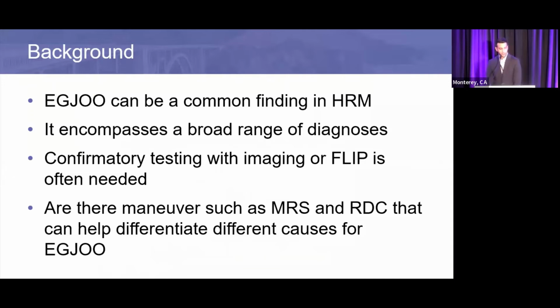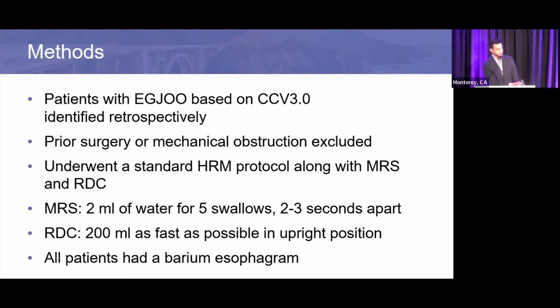EGJ outlet obstruction can be a common finding in high resolution manometry. It encompasses a broad range of diagnoses. Most of the time it's normal, but I think the main concern is early achalasia or some sort of achalasia variant. Confirmatory testing with imaging or FLIP is often needed, but there are now maneuvers like multiple rapid swallows and rapid drink challenge, which help differentiate these.